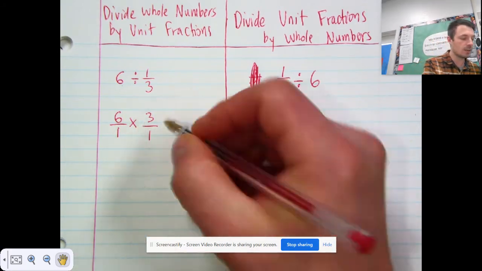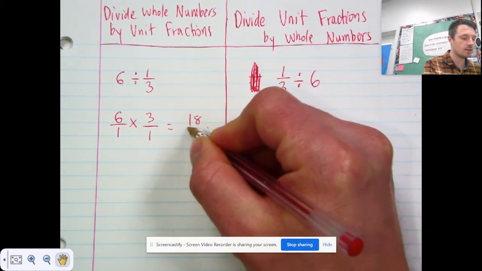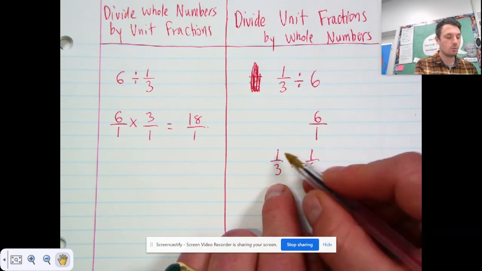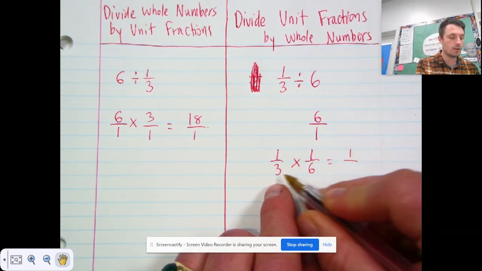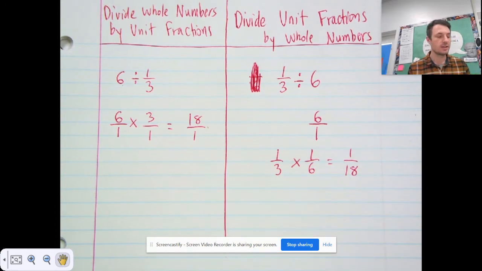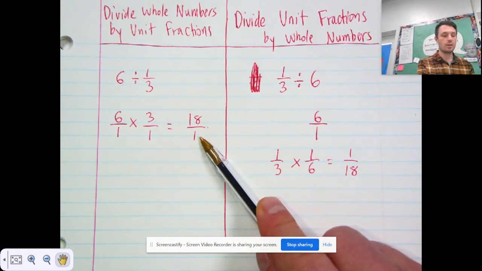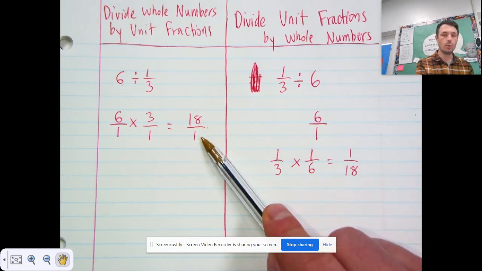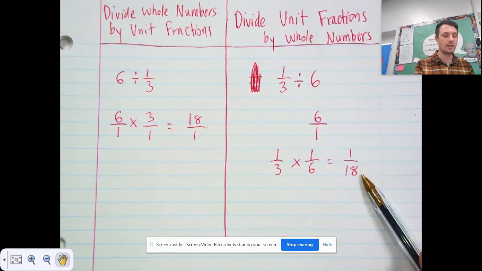Okay? And so now the third step is you multiply your numerator times your numerator and your denominator times your denominator. 6 times 3 is 18. 1 times 1 is 1. And then 1 times 1 is 1. 3 times 6 is 18. Notice this one is 18/1, whereas this one is 1/18.